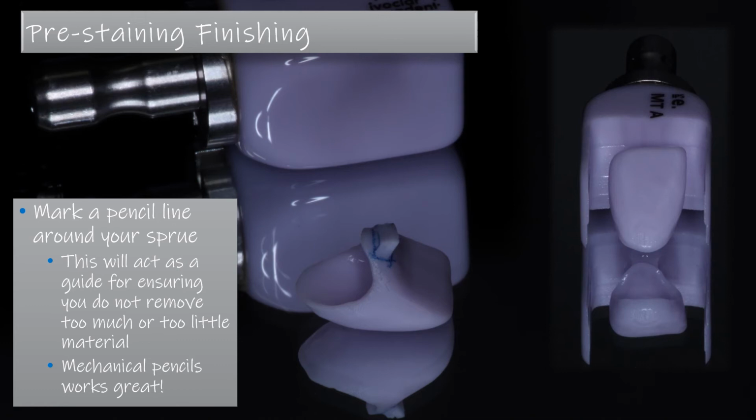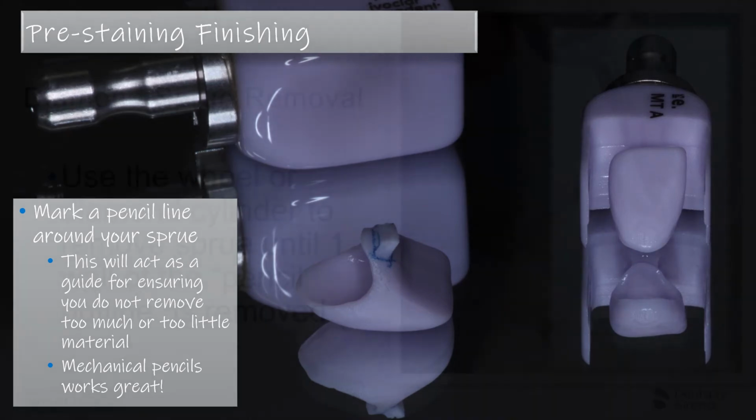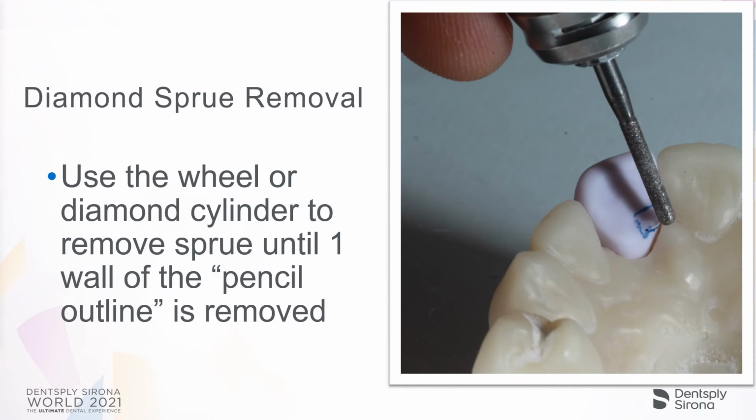So, pre-staining finishing. Whenever this crown comes out of the block, the first thing I like to do is take a pencil, whether it's blue or a standard graphite pencil, and draw around my sprue. Mechanical pencils work great because they're always a nice sharp edge. We're then going to use a diamond to remove the sprue. This is a Brasseler diamond, and I believe this one is a non-sintered diamond. I use this in a sweeping motion to remove that sprue until only one side of that pencil outline is visible.